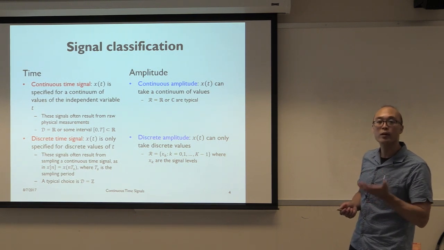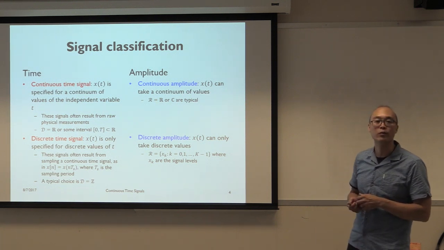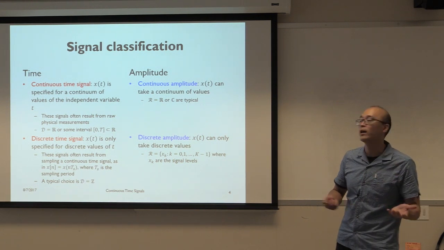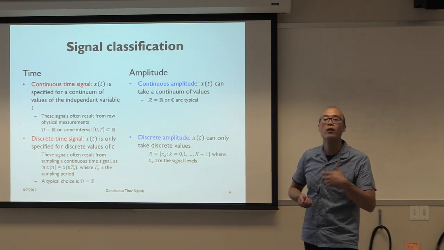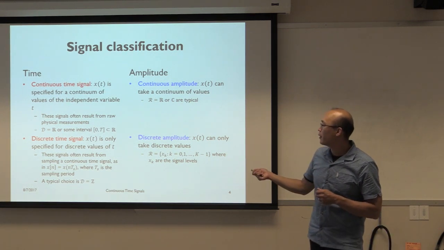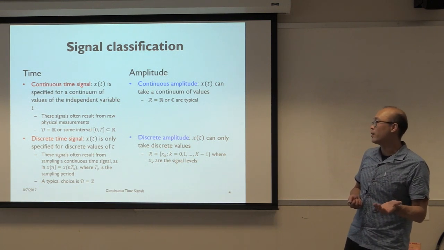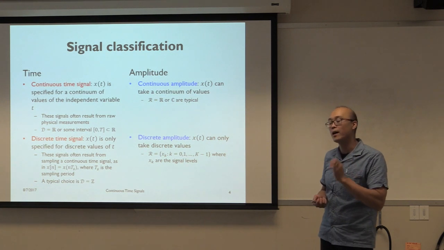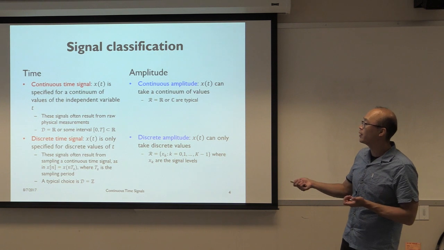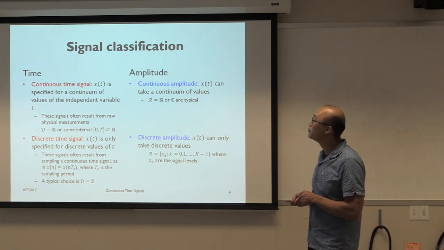If we look at the amplitude, we can divide signals or classify signals into being continuous amplitude and discrete amplitude. A continuous amplitude signal is one where x, or the range, will take on a continuum values within the real number set or the complex number set. So if we have a complex valued signal, for instance. On the other hand, if we look at a discrete amplitude signal, the range, or x, the values of x, will only take on a discrete value within the real number set or the complex number set. So you'll often run into discrete amplitude signals when you do the process of quantization.